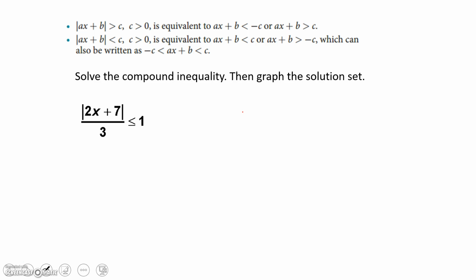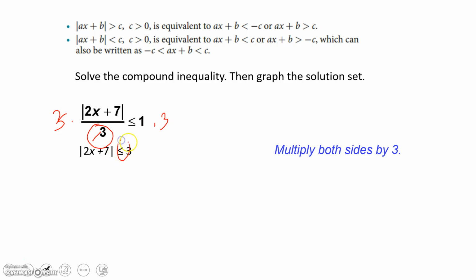Our next one we're going to solve is the absolute value of 2x plus 7 over 3 less than or equal to 1. So when we are looking at this, we do realize that, in fact, we are not isolated. We must get rid of that 3, and so we will get rid of that 3 by multiplying both sides. And when we multiply both sides by that 3, these will cancel here, and 1 times 3 would give us 3.